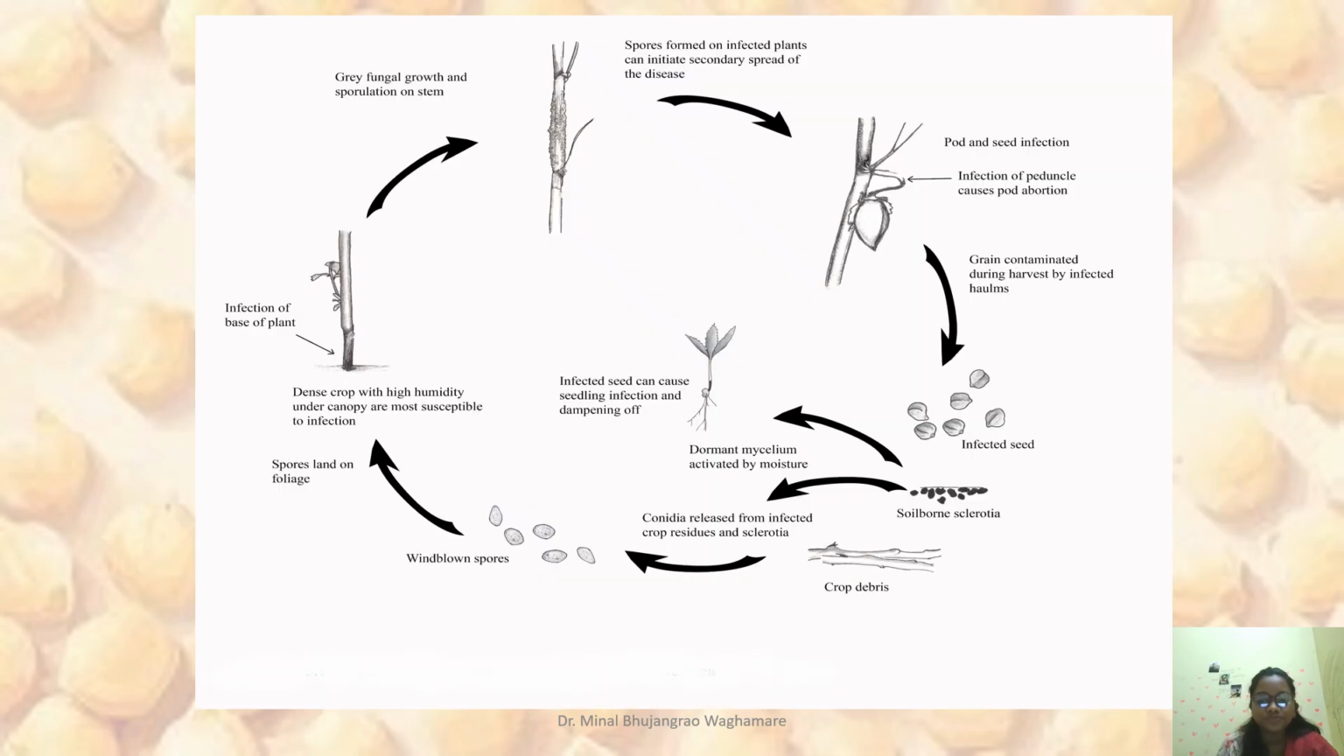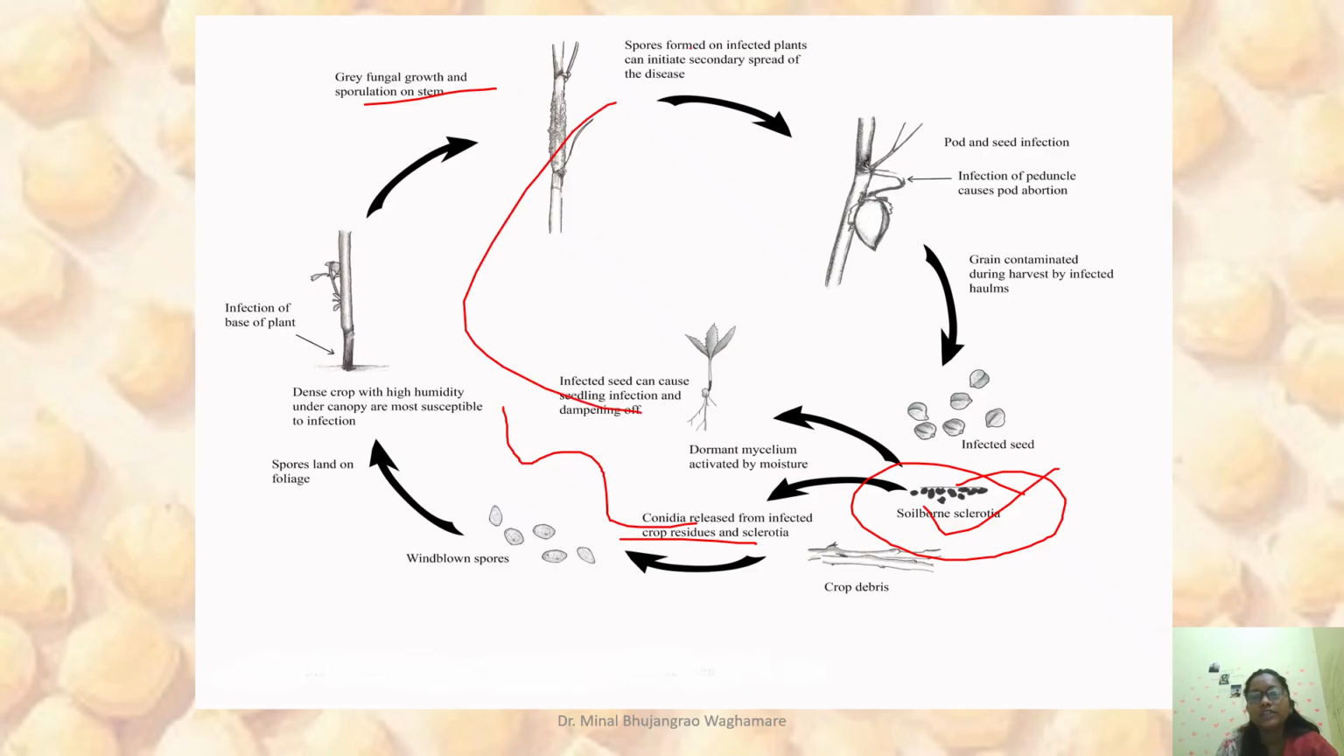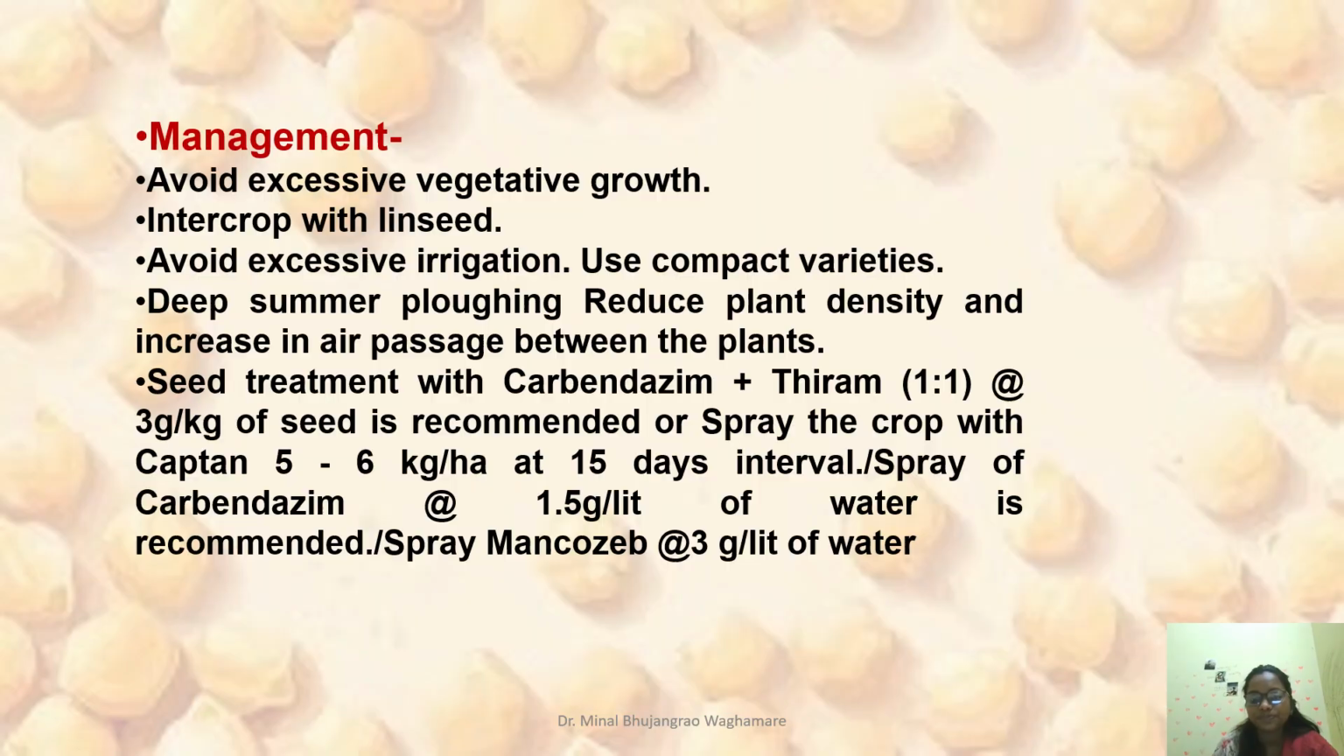Coming to the life cycle, the hard, blackish structure called sclerotia is present in the stem pith and infected plant parts, and it survives in the soil and crop debris too. Some other spores, that is conidia, get released from these crop-resident sclerotia and lead to another infection cycle. Grey fungal growth and fructification on the stem takes place, and the spores formed on the infected plant can initiate the secondary spread of this disease. These conidia will lead to the secondary spread of the disease.